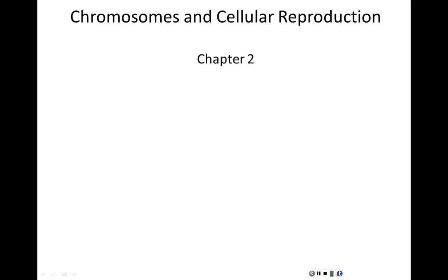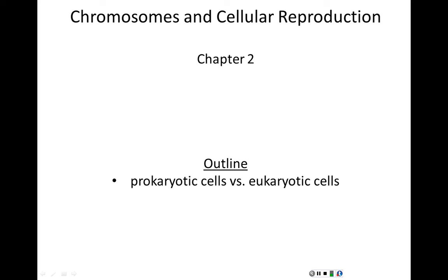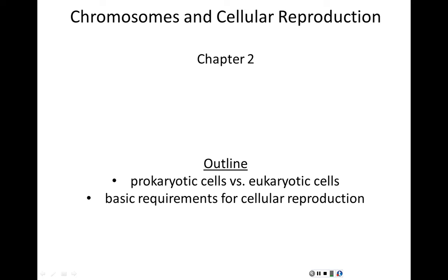Chapter 2 is called Chromosomes and Cellular Reproduction in your textbook. We'll begin the lecture by delineating, in a much more structured way, the differences between prokaryotic cells and eukaryotic cells, especially as they pertain to genetics. We'll talk about the basic requirements that a eukaryotic cell has for cellular reproduction, and by cellular reproduction we just mean cell division, one mother cell splitting into two daughter cells.